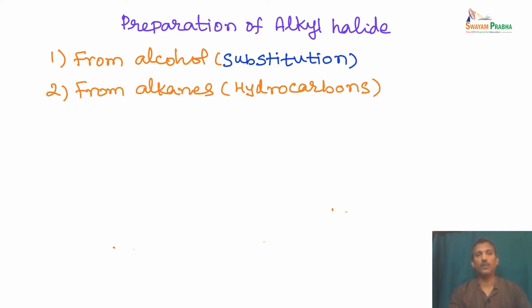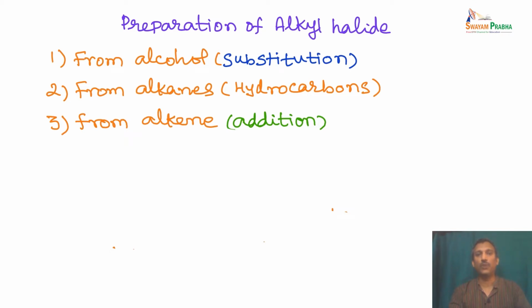The next one is from alkanes. In the case of alkanes, that is basically hydrocarbons, we have radical reactions which can be used to make alkyl halides. And the next one is alkenes. Alkenes actually undergo addition reaction. Basically, electrophilic addition reaction is one of the reactions by which alkyl halides can be prepared from alkenes.